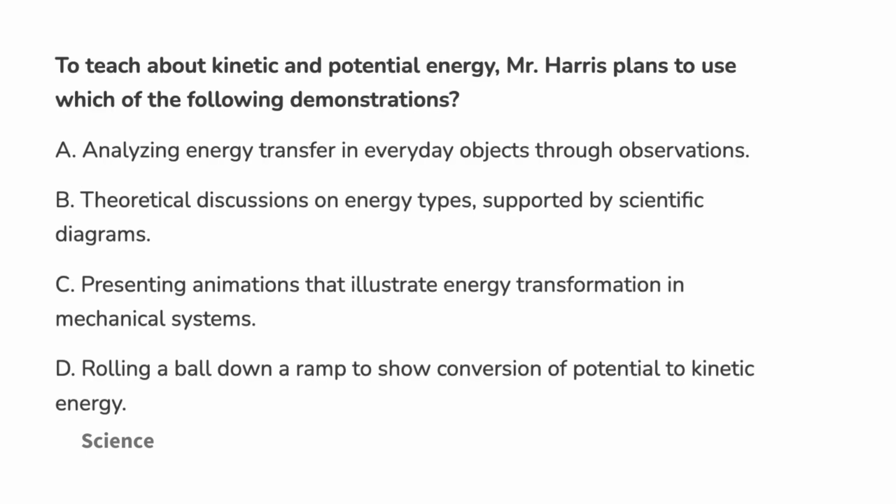Next, to teach about kinetic and potential energy, Mr. Harris plans to use which of the following demonstrations? A, B, C, or D? The correct response here would be letter D. This demonstration allows students to visually see the conversion of potential energy to kinetic energy as the ball rolls down the ramp, providing an intuitive understanding of energy transformations.